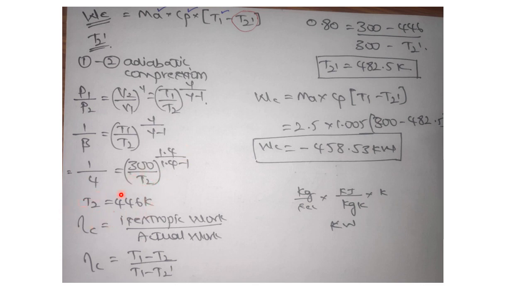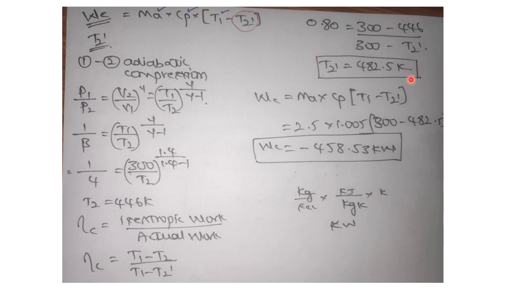How will you get T2 dash from T2? By applying the definition of compressor efficiency. What does the efficiency of the compressor state? Isentropic work divided by actual work. Isentropic work is the ideal work where no dash is involved, so it is T1 minus T2. Actual work is where the dash is involved, so it is T1 minus T2 dash. So it is 0.8, which has been given. T1 you know, 300, T2 you have calculated, 446, and T2 dash is the only unknown in this equation. So T2 dash is calculated as 482.5 Kelvin.